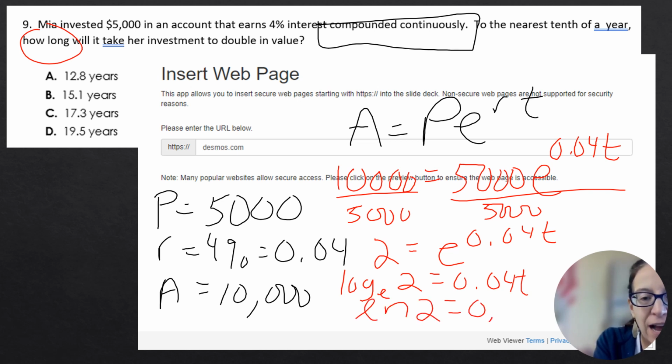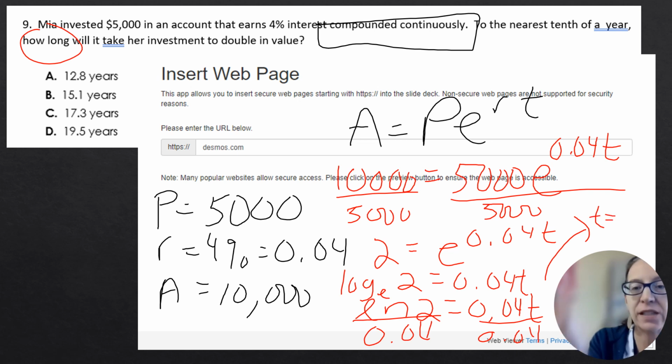I saw a lot of i's on your reference sheet. And then we would divide both sides by the 0.04 to get t equals something.